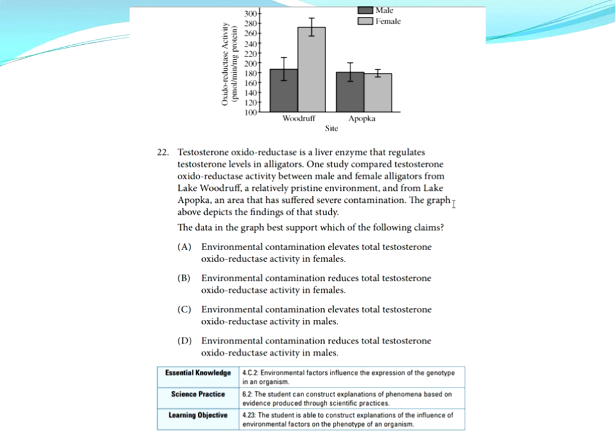All right, and we got this one. This is looking at testosterone oxidoreductase, a liver enzyme that regulates testosterone levels in alligators. One study compared testosterone oxidoreductase activity between male and female alligators from Lake Woodruff, a relatively pristine environment, and from Lake Apopka, an area that has suffered severe contamination. So the graph above depicts the findings of that study. It's giving you the activity for the two different sites. The data in the graph best support which of the following claims?